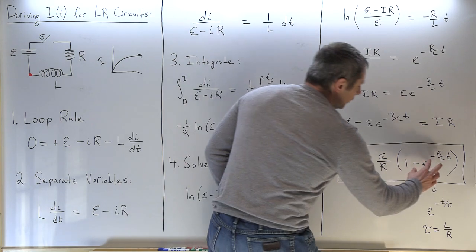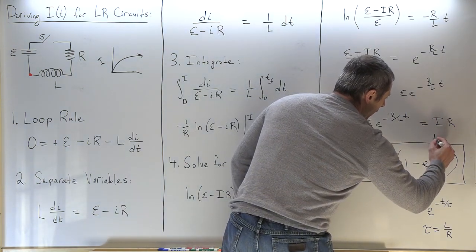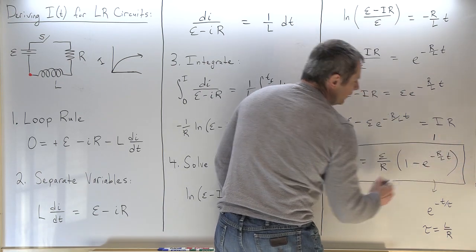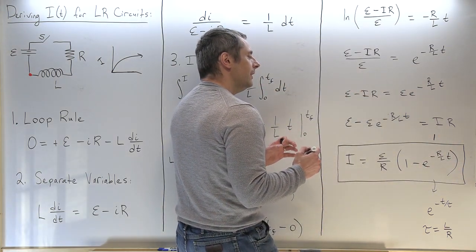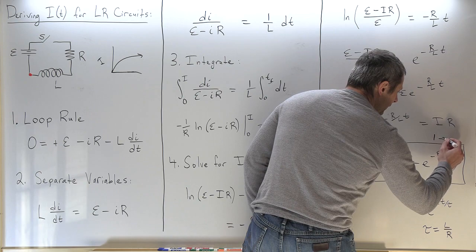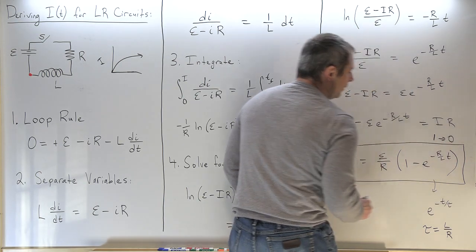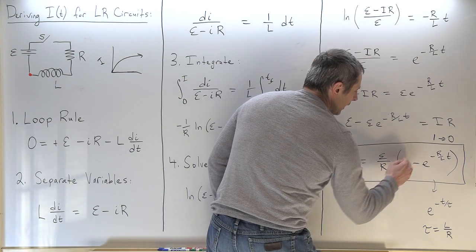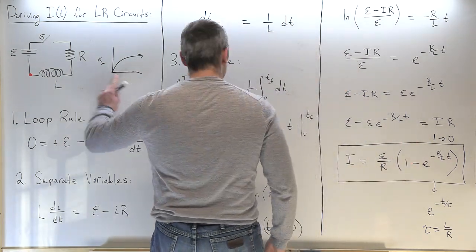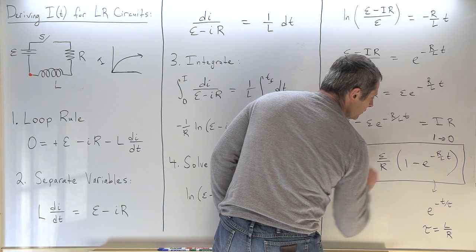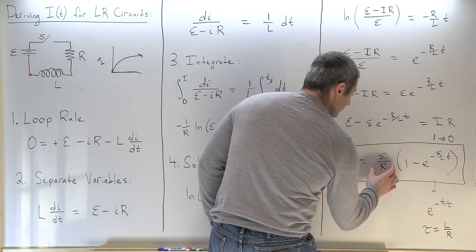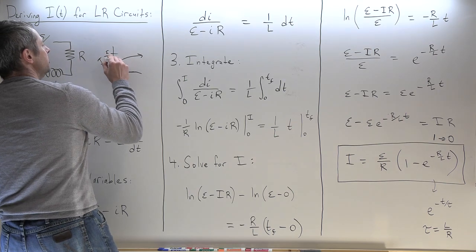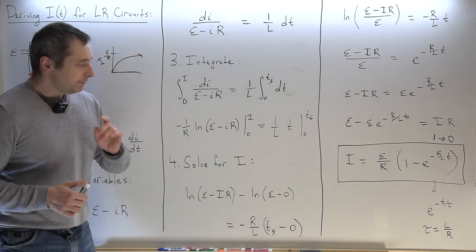Remember, this term begins at 1, e to the 0 is 1, and then as time goes to infinity, e to the minus infinity is 0. So the exponential goes from 1 to 0. So what we have in parentheses here is in the beginning 1 minus 1, which is 0, and eventually 1 minus 0, which is 1, times m over r. And so there's our expression in the pattern.